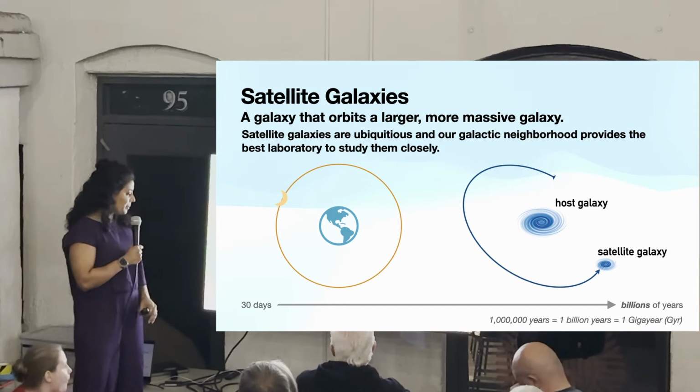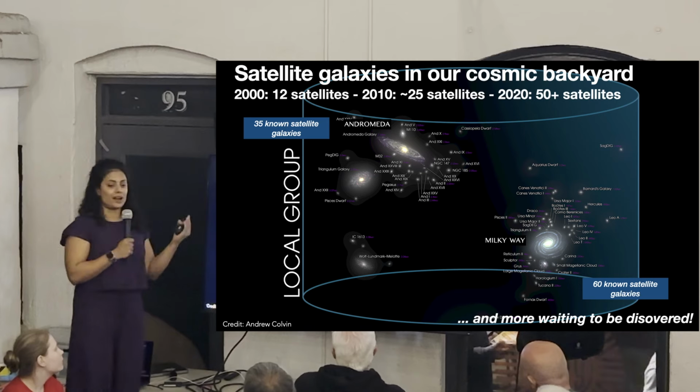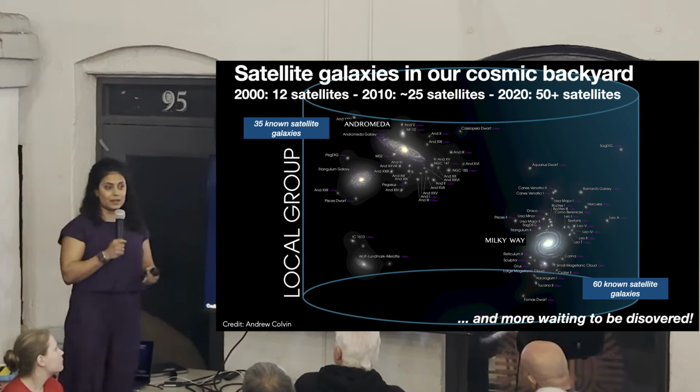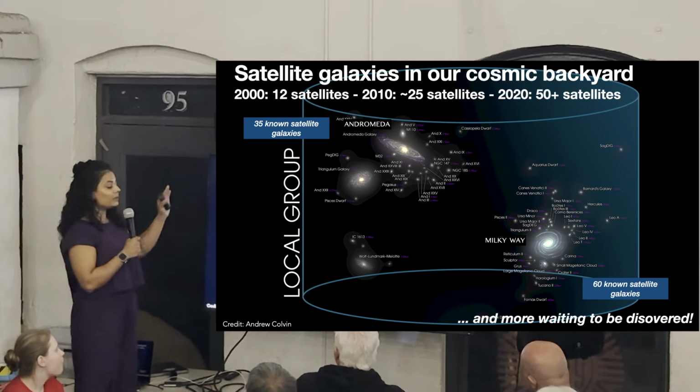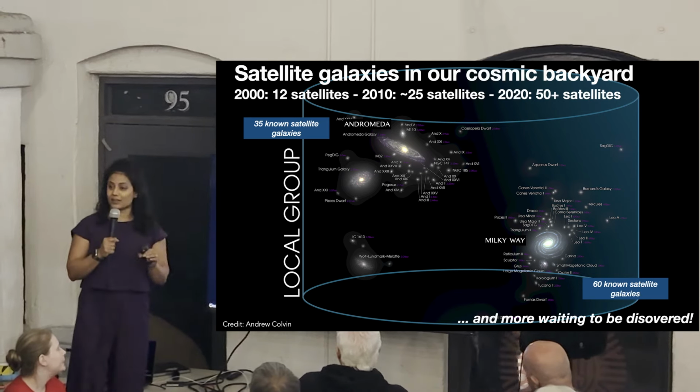Part of that is because this discovery timeline is moving at a very rapid rate. Back in the year 2000, we only knew of about a dozen satellite galaxies orbiting around our own Milky Way. Fast forward just 10 years, that number doubled to about 25 satellites found by the year 2010. Fast forward again to 2020, and we hit all the way up to 50 satellites.